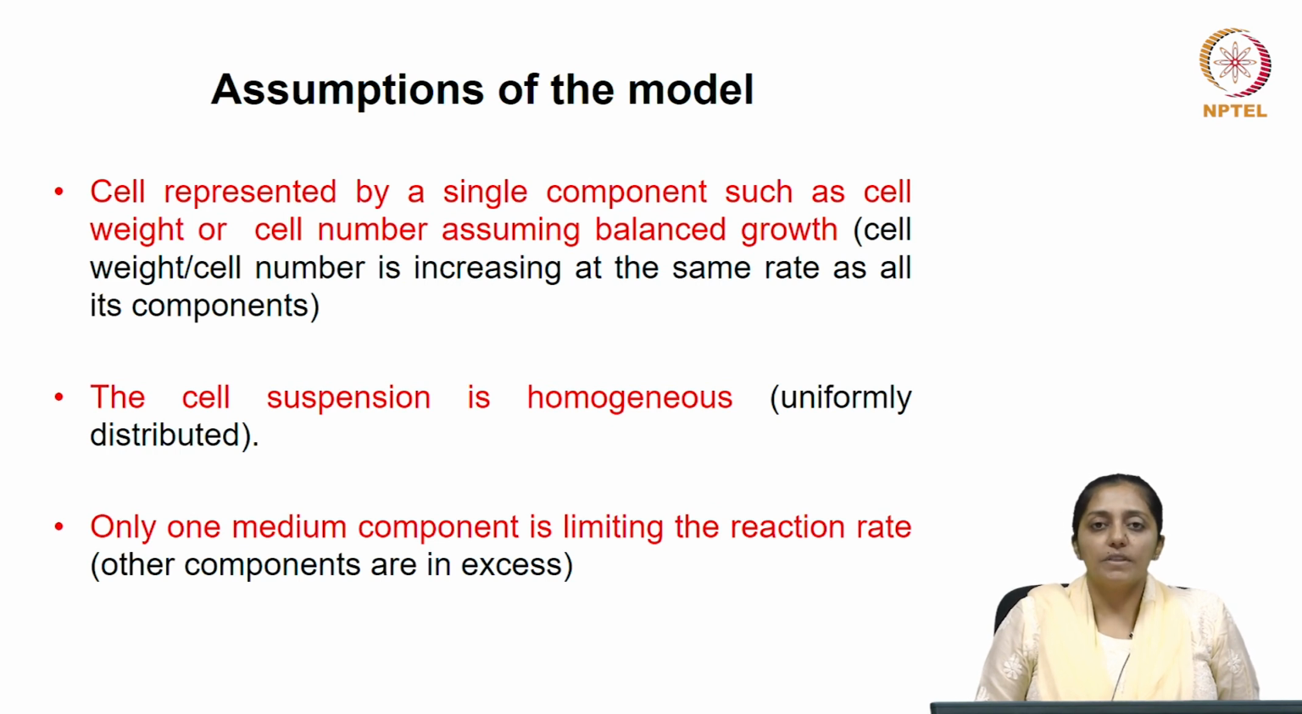Then the other assumption is that the cell suspension is homogeneous, so that you can assume the variables are only changing with respect to time and there is no spatial variation. Third assumption, only one medium component is limiting the reaction rate or the growth rate. The other components are therefore assumed to be present in excess throughout the batch time.